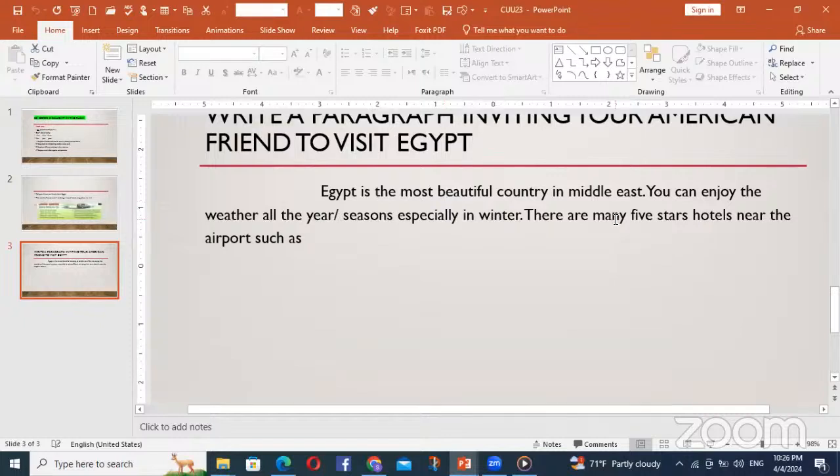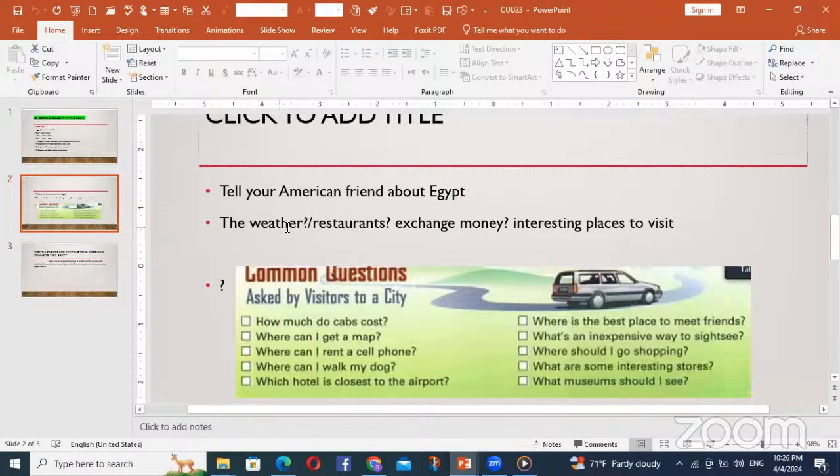When you are going to invite a friend to visit your country, you are going to talk about different points. What are the different points? For example, like these ones: the weather, restaurants, if he can exchange money or not, and interesting places to visit, which we call recreational places or touristic places. Okay. Let's do this one.